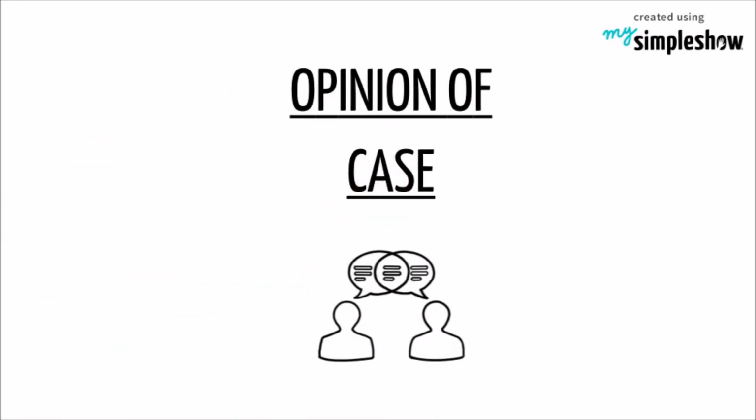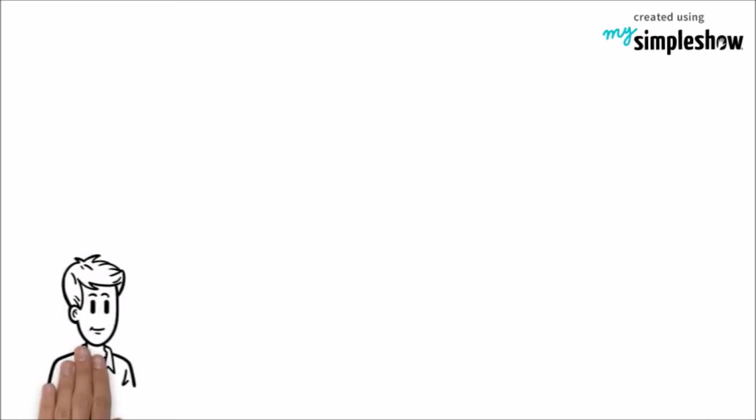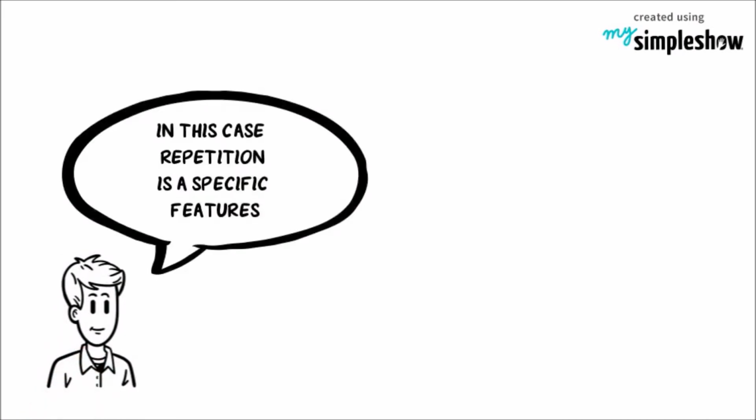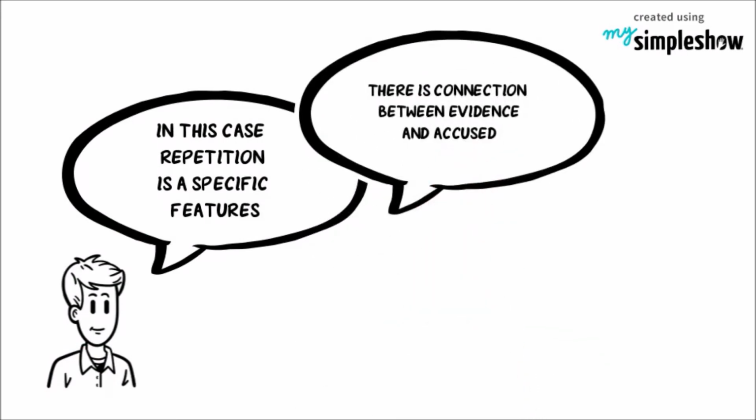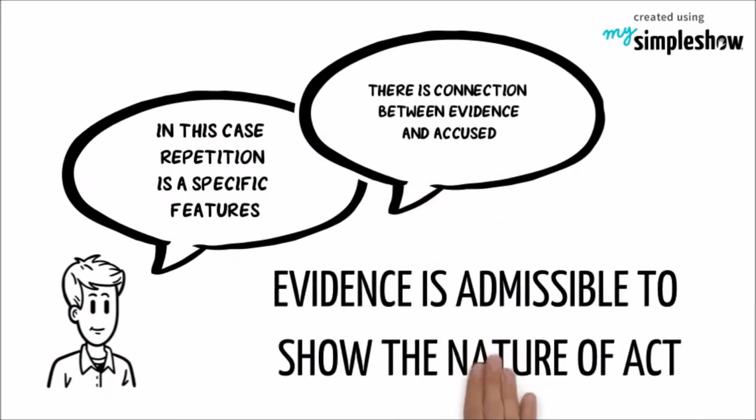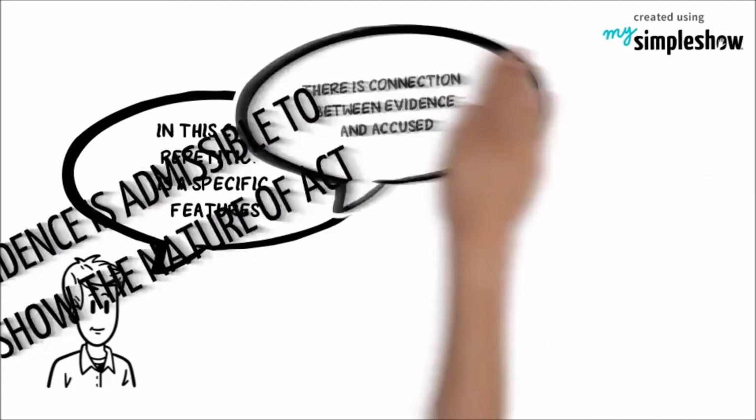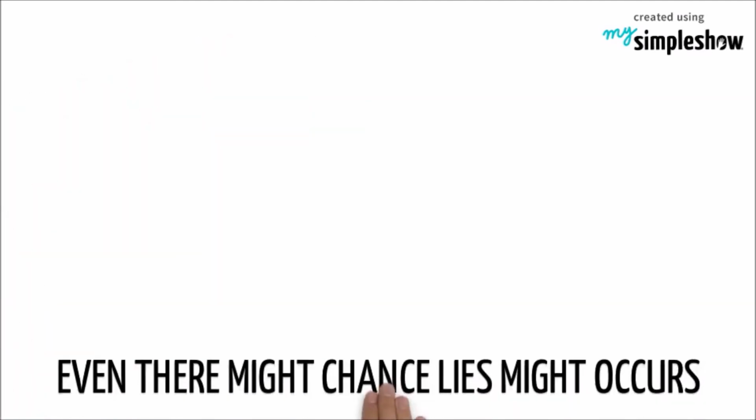Opinion of the case. On this account, in regard to this crime, we think that the repetition of the acts is itself a specific feature connecting the accused with the crime, and that evidence of this kind is admissible to show the nature of the act done by the accused. There is probative force, since one person might be telling the truth while the others are not, unless they conspired together.